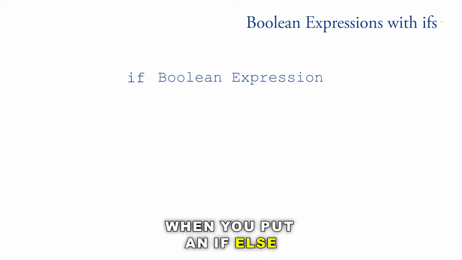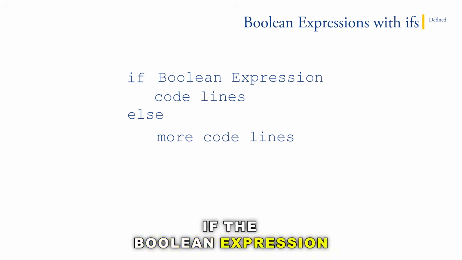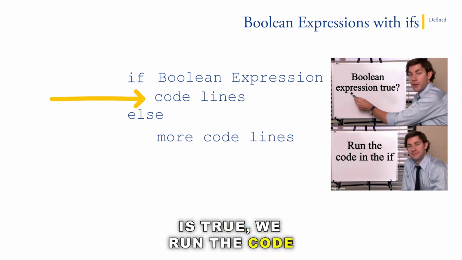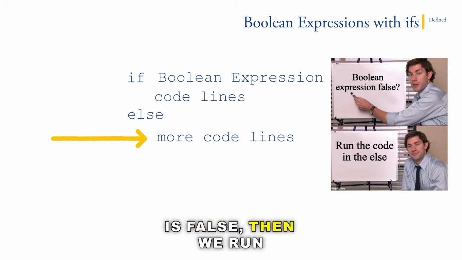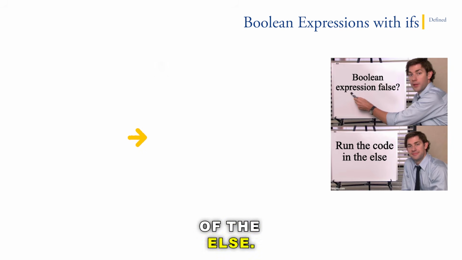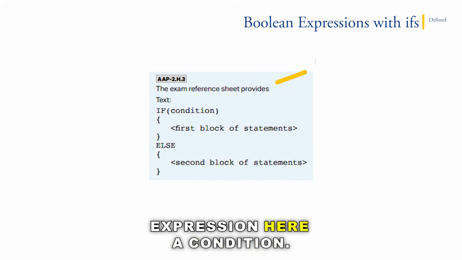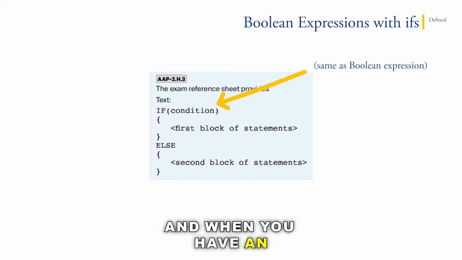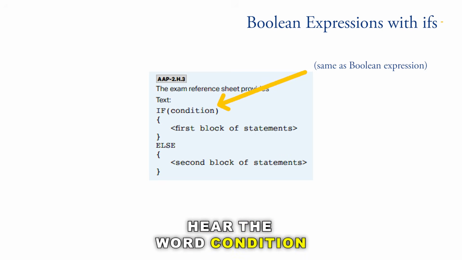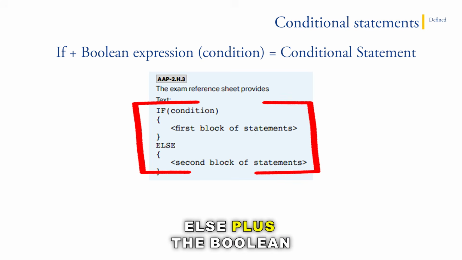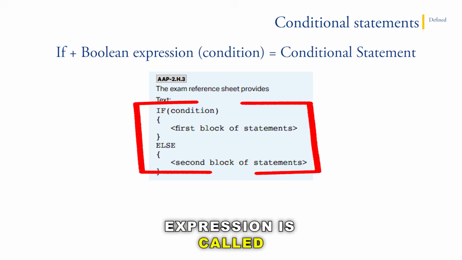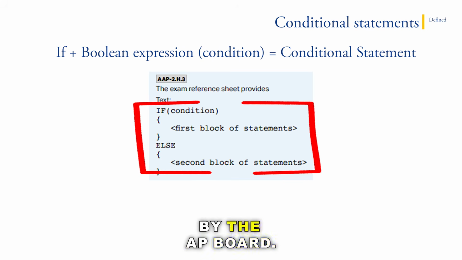When you put an if-else with this, if the Boolean expression is true, we run the code that is part of the if. And if this Boolean expression is false, then we run the code that's part of the else. AP calls this Boolean expression here a condition, and when you have an if, it's really just the same thing in this instance as a Boolean expression. So if you hear the word condition, it's just a Boolean expression. Altogether, the if-else plus the Boolean expression is called a conditional statement by the AP board.